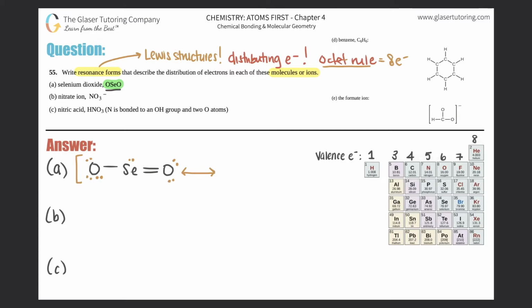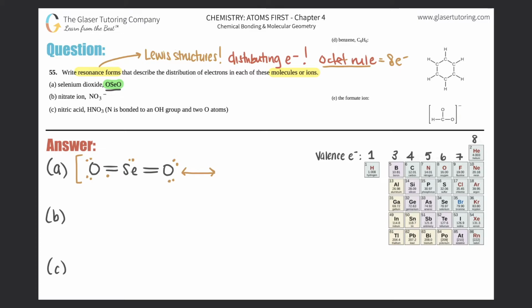And now let's look at selenium. Selenium will lose these 2 electrons because these are purely with just this oxygen. But look what happens. 2, 4, 6, 8. So that now has the perfect octet. It doesn't have the expanded octet. So that could be another way of drawing this structure.